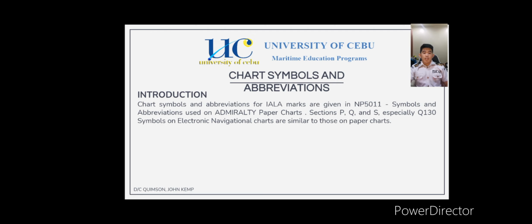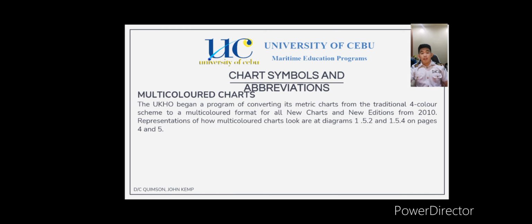Paper chart section P, Q, and S, especially Q130: symbols on the electronic navigational chart are similar to those on the paper chart. So next, the multicolor chart.